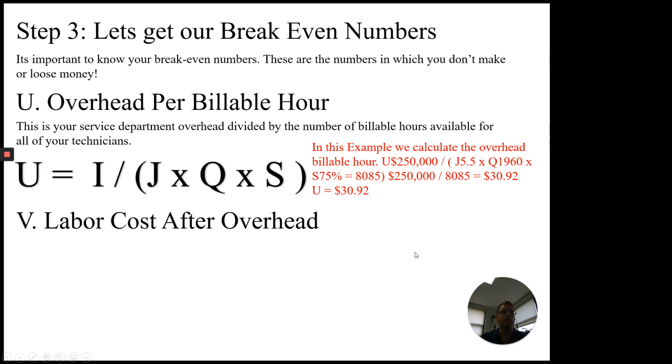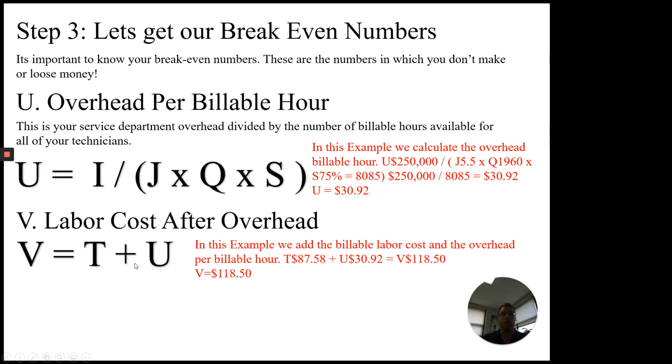Now V is, we're going to pretty much come up with the labor cost after the overhead, which is easy. It's T, which was your labor cost, plus U, which was your overhead cost, equals your labor cost after overhead. So in my example, T was 87.58, U was 30.92, total is 118.50. So 118.50 is my calculation of my labor cost after overhead.